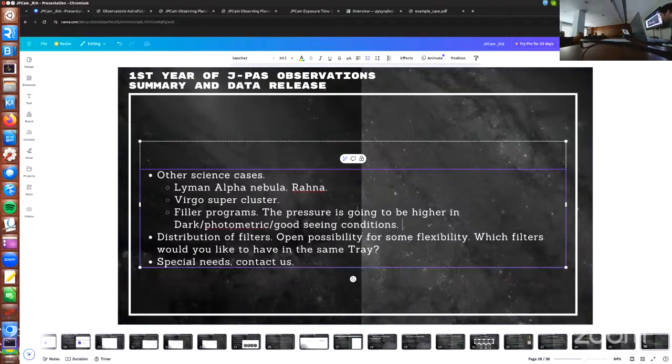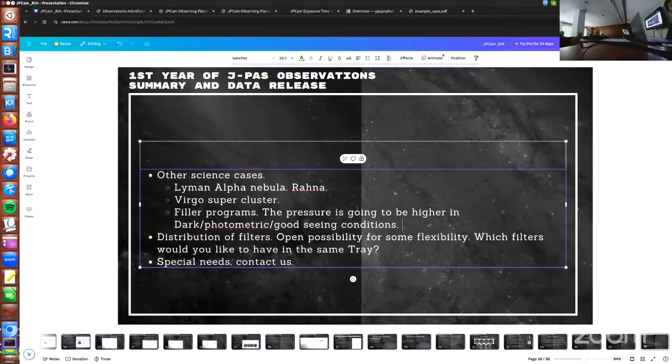Just to clarify, what you are mentioning is to use the copies of the filters that we have from JPAS to configure a new tray that could be more custom. Exactly.